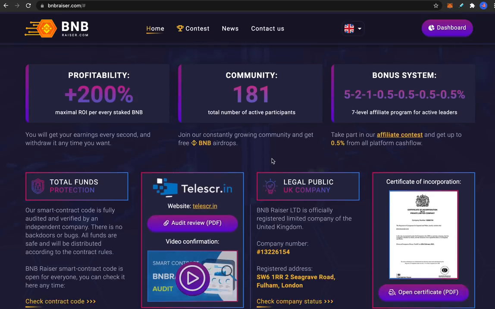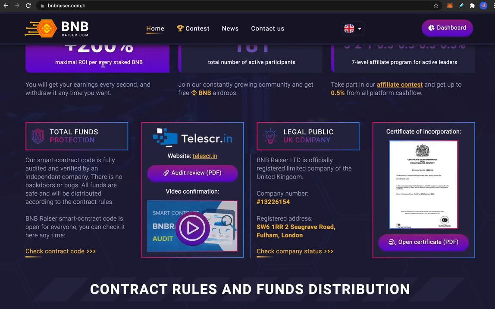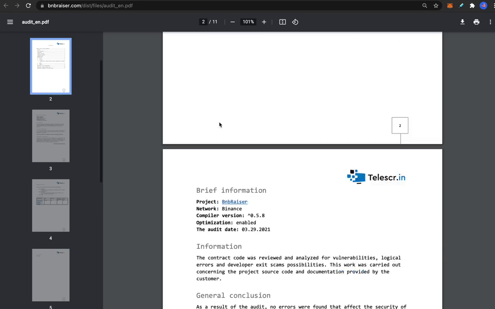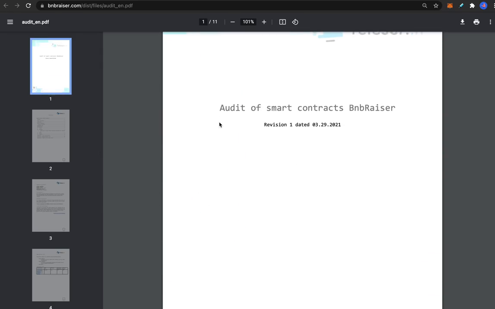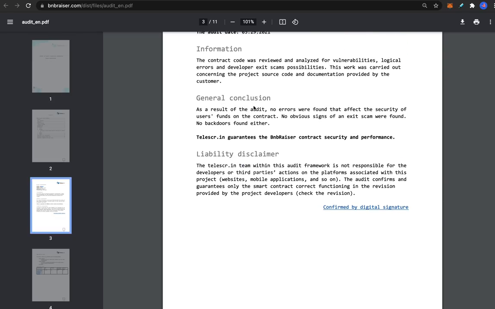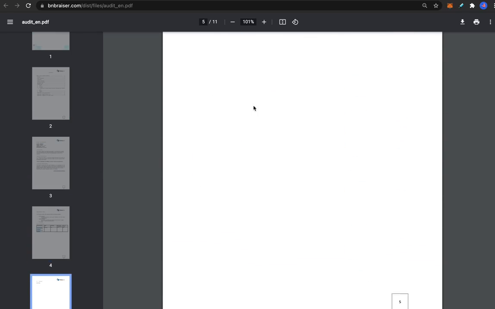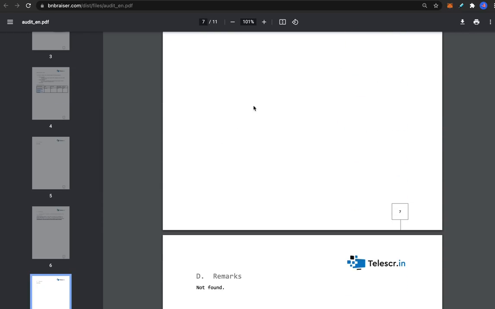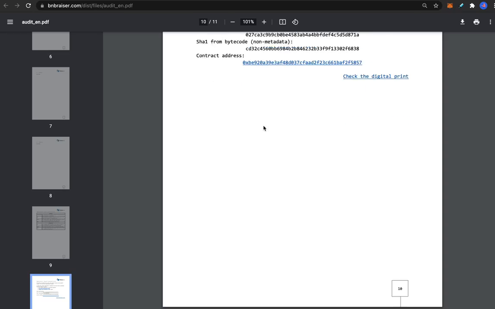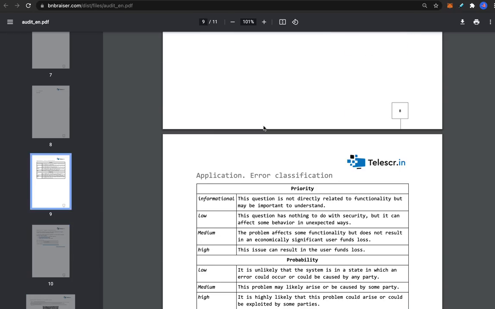But just to give the benefit of the doubt, because the yield looks actually pretty nice, I wanted to take a look at the audit. And looking at the audit, this is not what you want to see. So from this audit, it's basically an empty audit. They don't have almost anything here. So it's an empty audit. All these pages are just empty. And it's made by telescreener.in. So I don't know if it's an Indian company or if it's a company at all. They did have a website, so I don't know if they actually did an audit here or not.